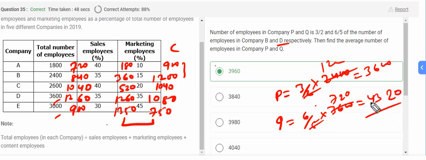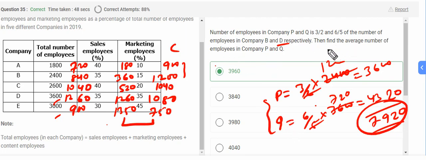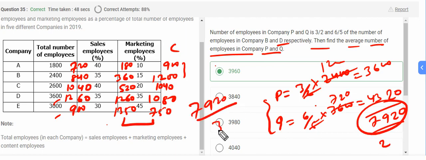So if I add all this, it will be 7920, the total number of employees working in P and Q together. So what they have asked is then find the average number of employees in company P and Q together. So let's divide this number 7920 by 2. Half of 7000 will be 3500, and half of 900 will be 450, and half of 20 will be 10. So 3960 will be the right answer.